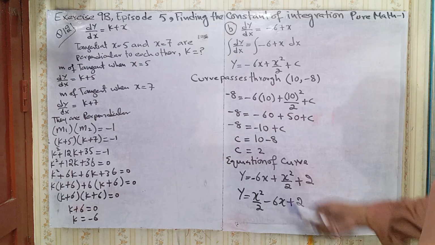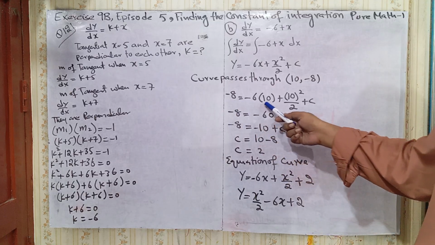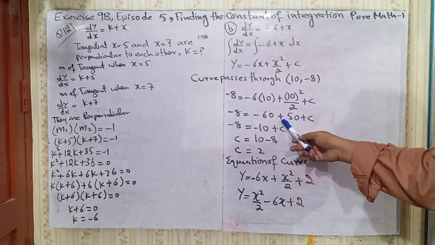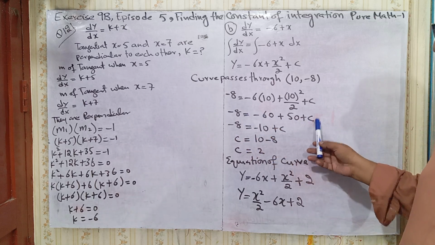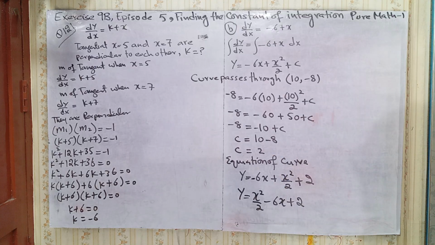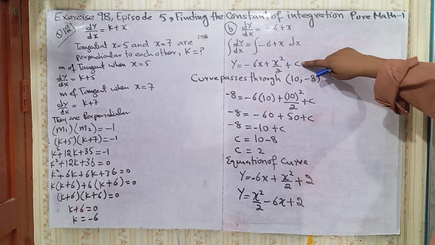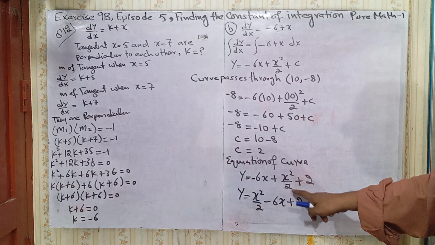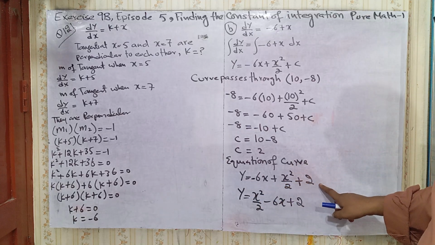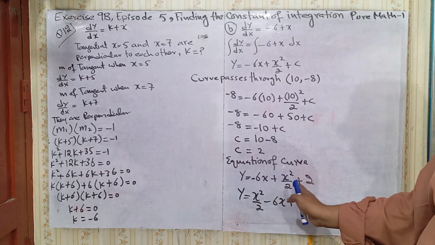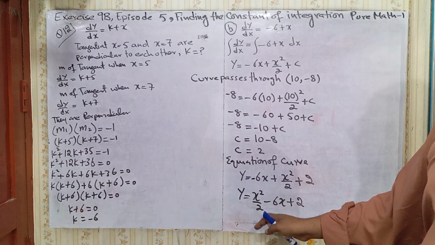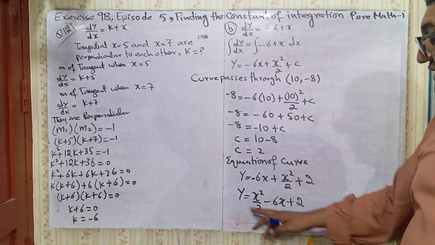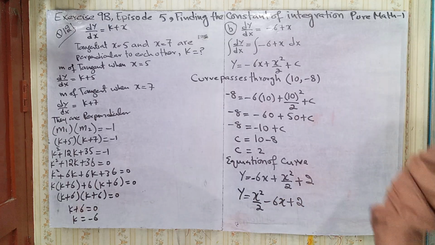Then I will be able to calculate the value of c, which is the constant of integration. So you will have minus 8 equals minus 6 into 10 plus 10 squared divided by 2 plus c. So that's minus 8 equals minus 60 plus 50 plus c. You will get c as 2. The value of c is 2, so I will put c here. That will be the equation of the curve. So y will be equal to minus 6x plus x squared by 2 plus 2. I can just rearrange this expression: I put the x squared term first, then the x term, and then the constant. So y is equal to x squared by 2 minus 6x plus 2.